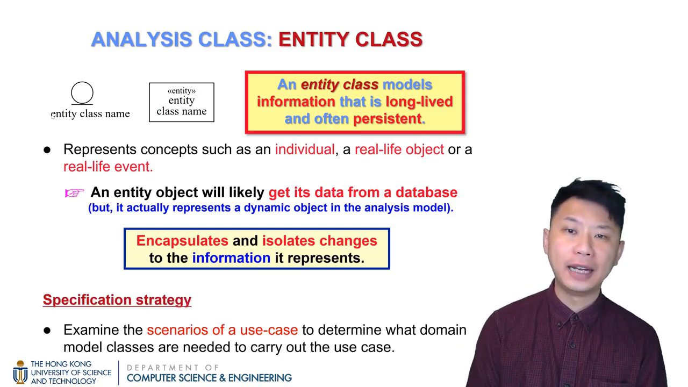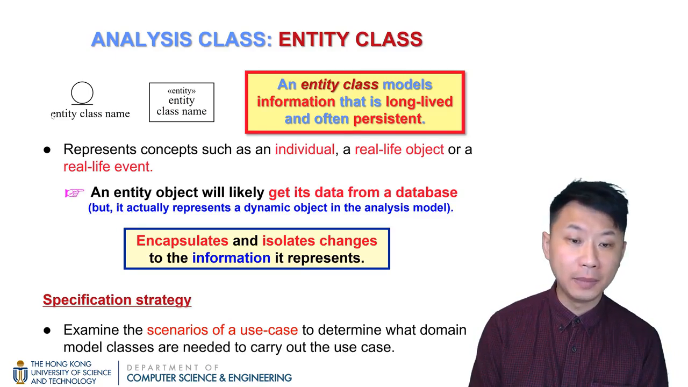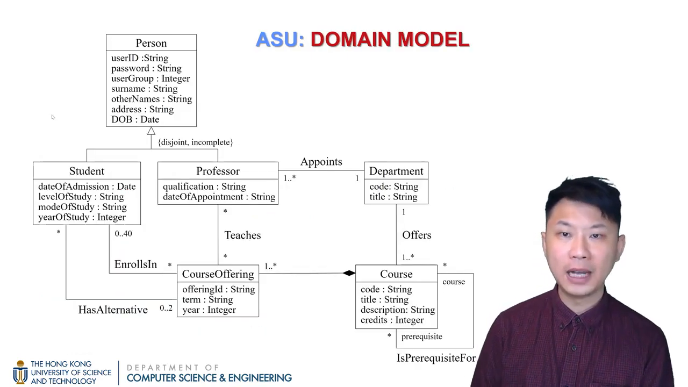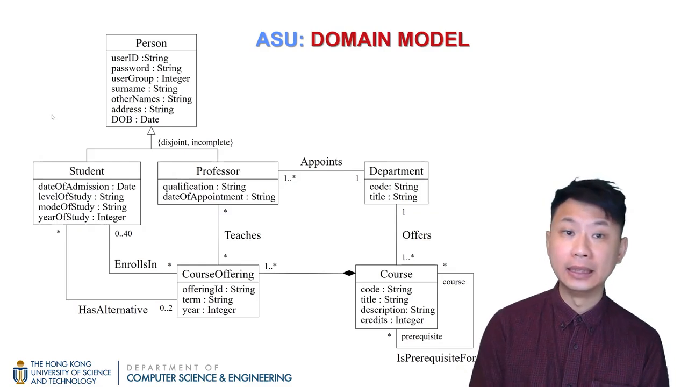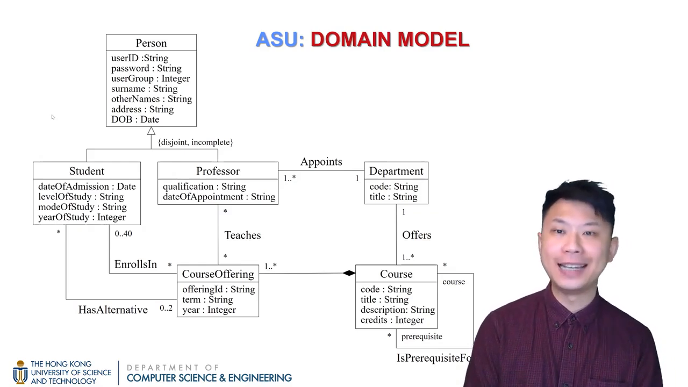And how to identify entity classes? We will examine the scenarios of a use case and determine what domain model classes are needed to carry out the use case. So we have to go back to our domain model and identify objects that are relevant to a particular use case scenario.